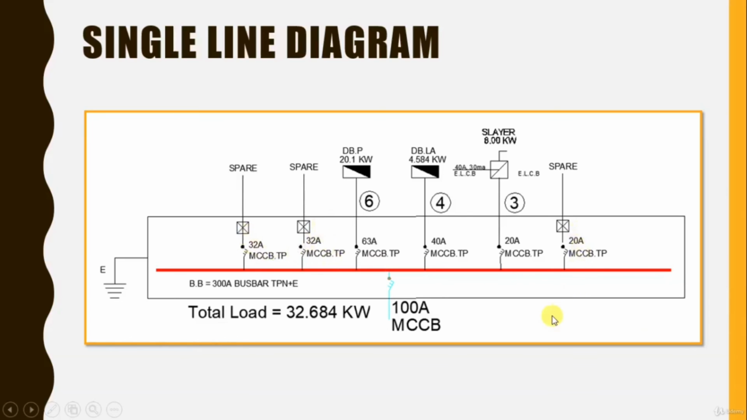On the other hand, this MCCB feeds DBP and this one DBLA. But this MCCB feeds a machine directly. Finally, the numbers 6, 4, and 3 refer to the size of the recommended cable. I will discuss it in section 5.